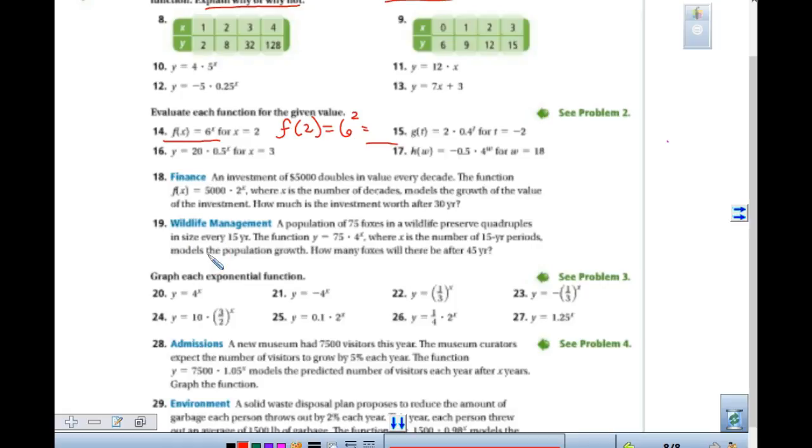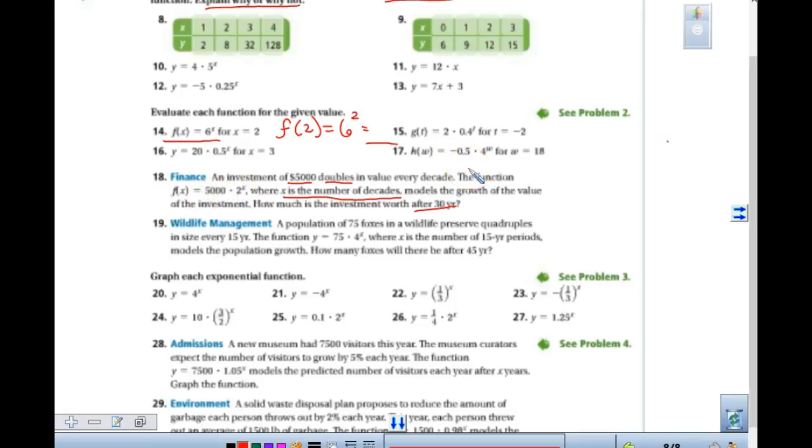And I want you to read number 18 right now, because this has kind of confused some people. So, Devin, you want to read it for us? Investment of $5,000 doubles in value every decade. The function at x equals 5,000 times 2 to the x, where x is in the order of decades, models the value of the investment. So, Hannah, when we look at it, it tells us it's doubling. That in the equation is the 2. And when I look at the 5,000, that's how much I started with.